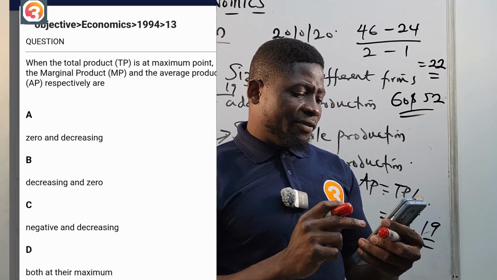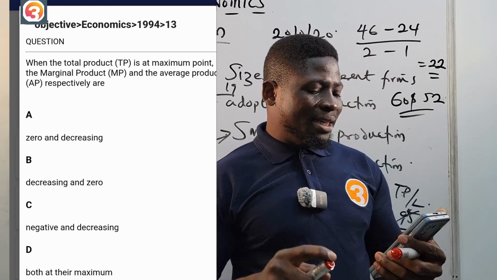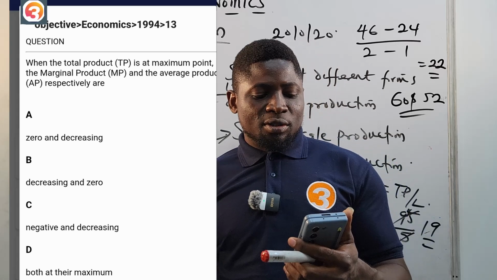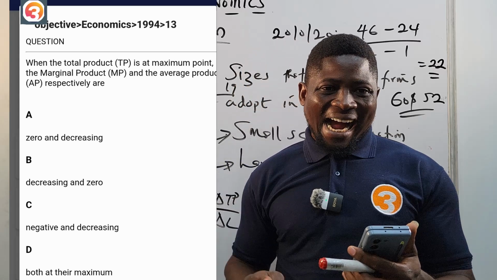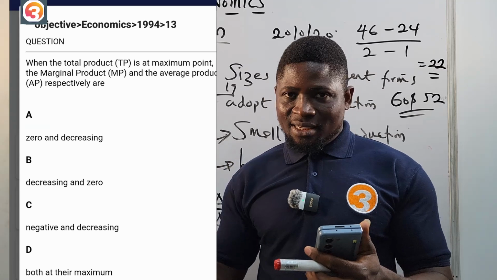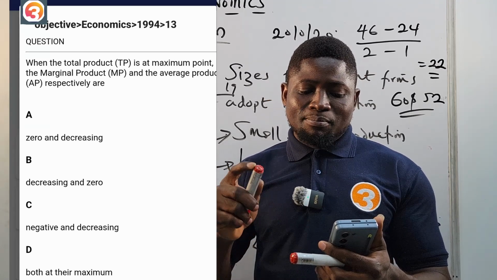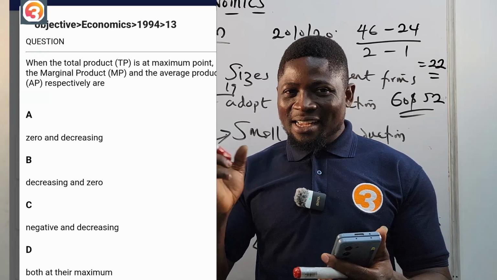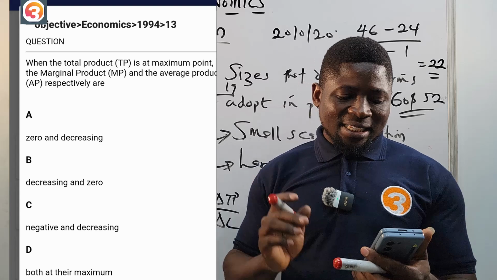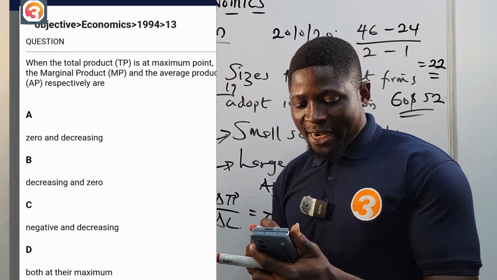Then 1994, number 13 says, when the total product TP is maximum, the marginal product MP and the average product AP respectively are, of course, when TP is maximum, MP is 0. We know that. It means that if TP is maximum, at that point MP and AP are decreasing. So take note of that. Just pick the correct answer and put it in the comment section.